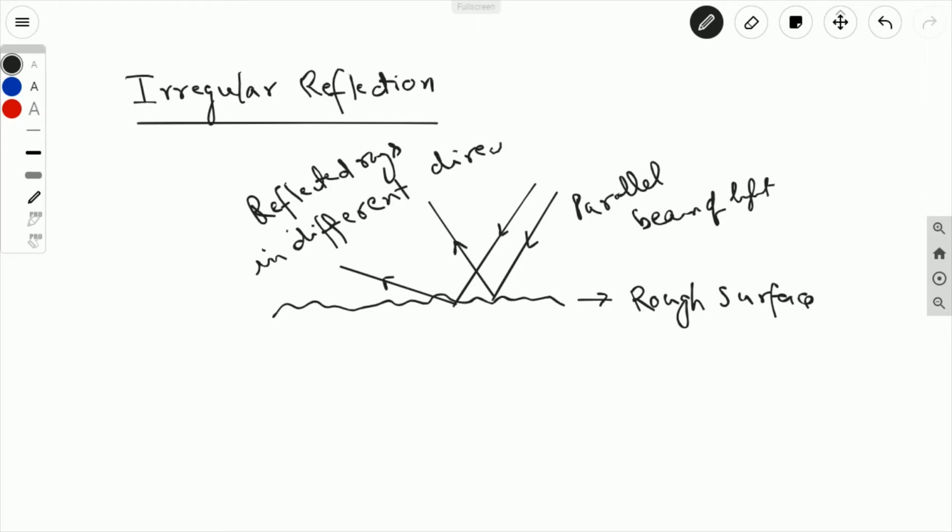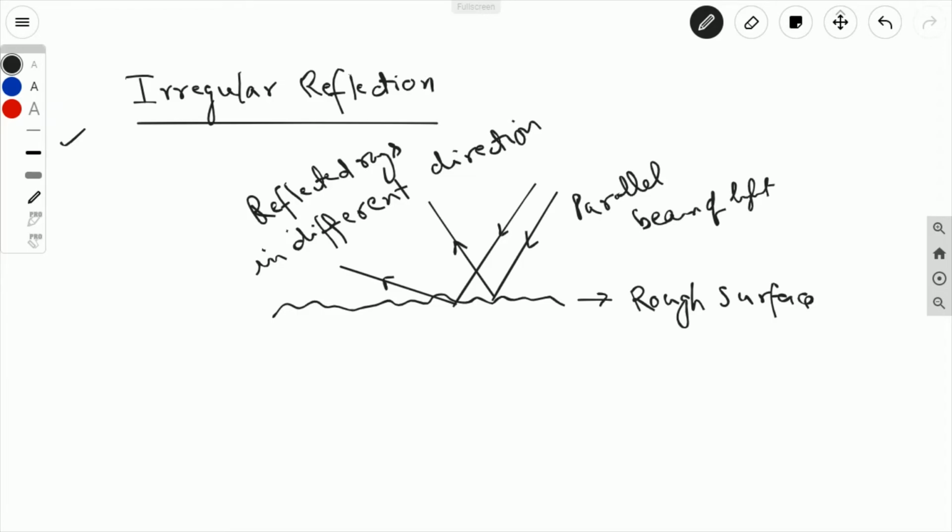Direction is different here. So we can say that irregular reflection is a phenomenon where a parallel beam of light, after striking a rough surface, is reflected back in the same medium but in different directions. This is called irregular reflection. Okay, students, so this is very simple: regular and irregular reflection.